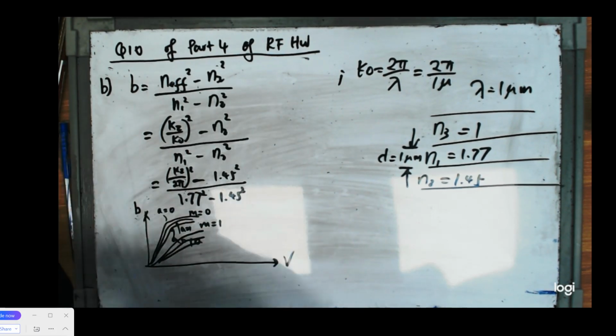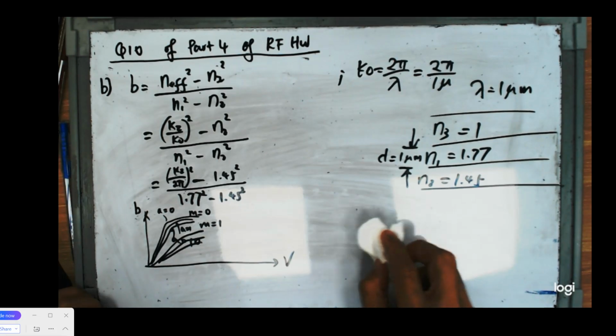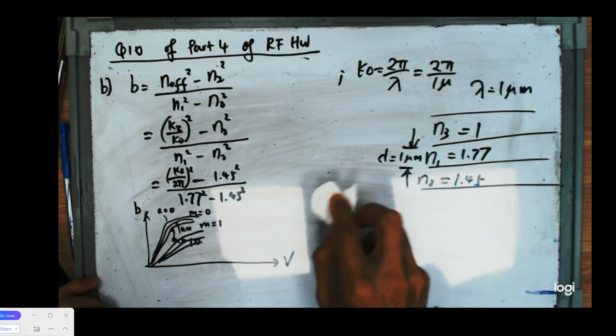Now, what I'm going to do is to erase the right box. I will keep this equation. I will keep it in the corner here.